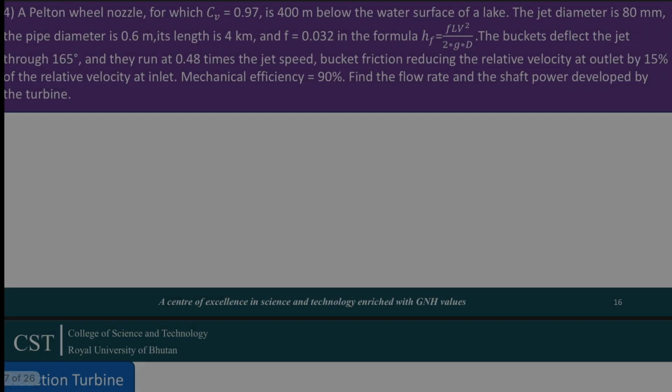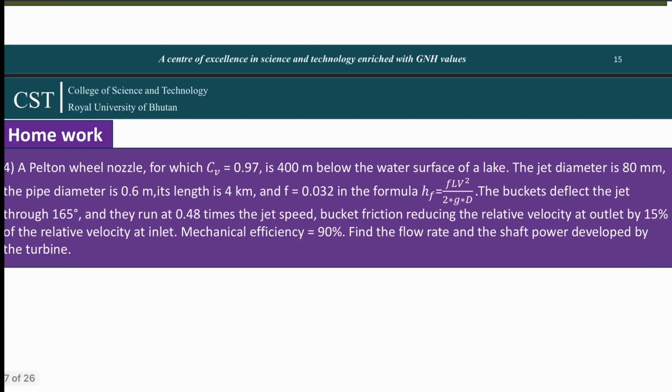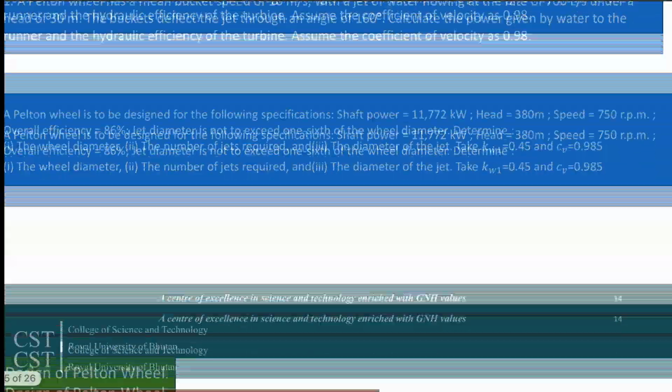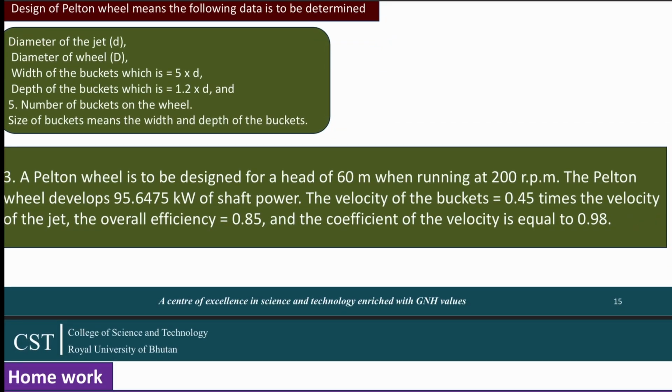Welcome to the session. In the last class we discussed the Pelton turbine, and I remember that we designed the Pelton wheel, and we even solved some questions related to this Pelton turbine, and I did some explanation on it as well.